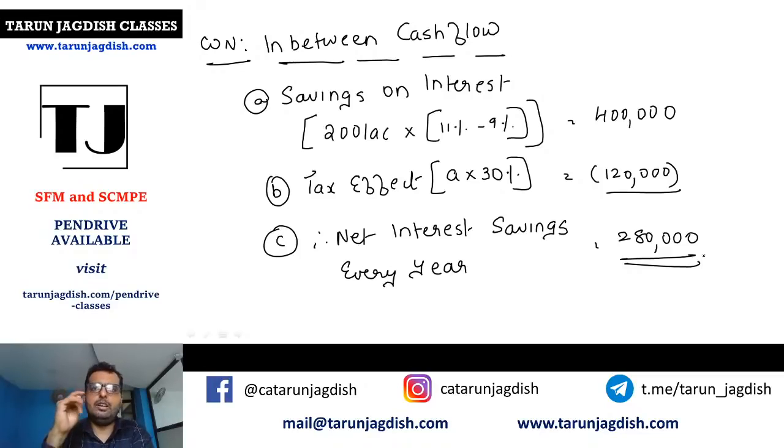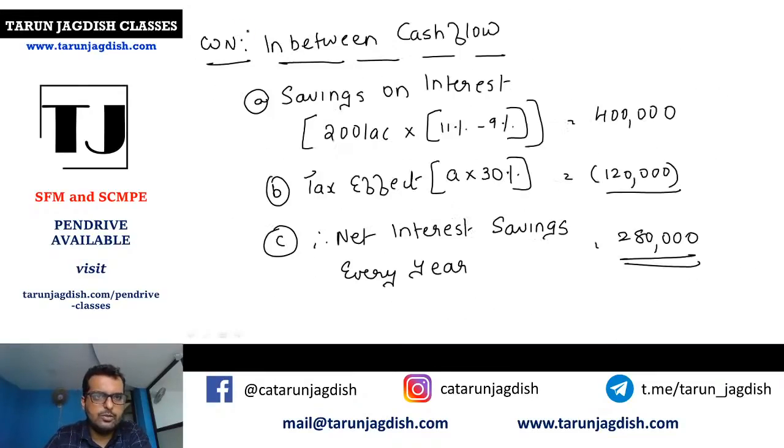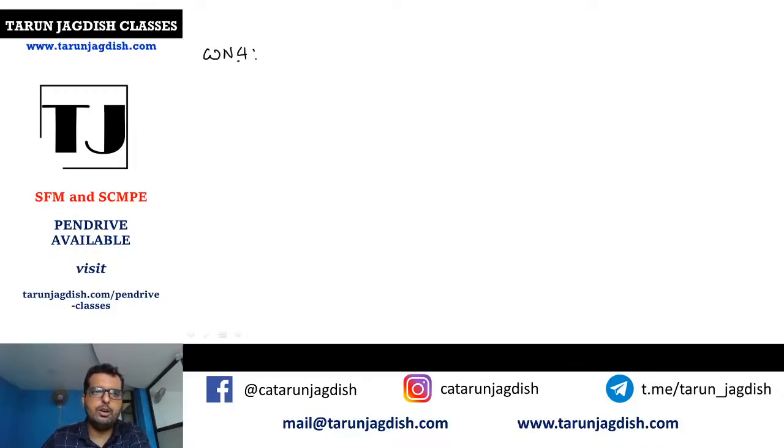Alright friends, so we are done with the initial cash flow. We are now done with the in-between cash flow also. Now we go to the final one, working note number... I think I've missed out on the working note number. This is working note 3. So this will be working note number 4, terminal cash flow.